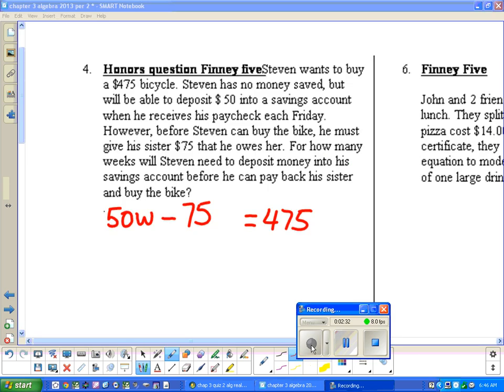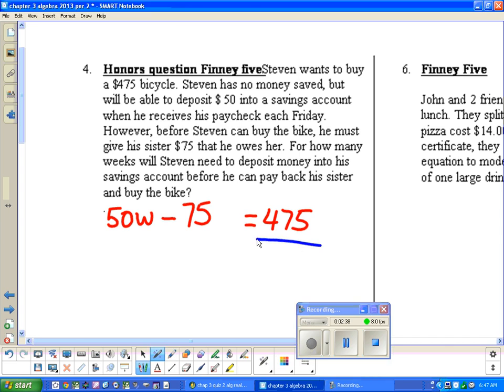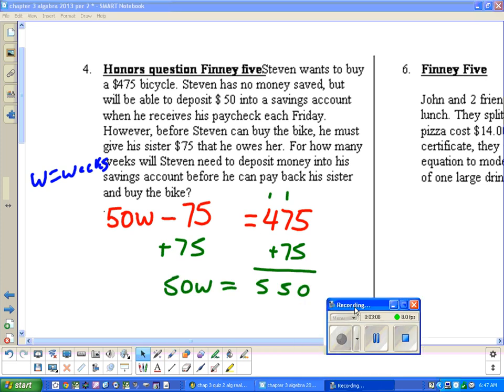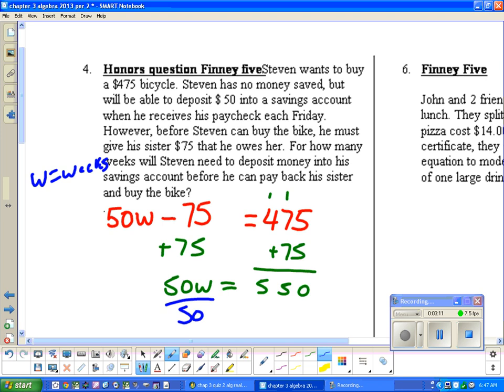Okay, number 4. Steven wants to buy a bicycle for $475. He has no money to save, but he will be able to deposit $50 per week in a savings account. However, before Steve can buy the bike, he must give his sister $75. Okay, and we need W equal weeks. Okay, and then we're just going to solve this. Add 75 to both sides. Divide both sides by 50. We get W equals 11.